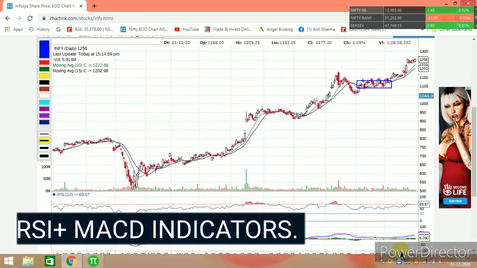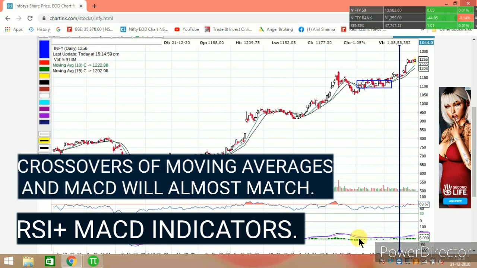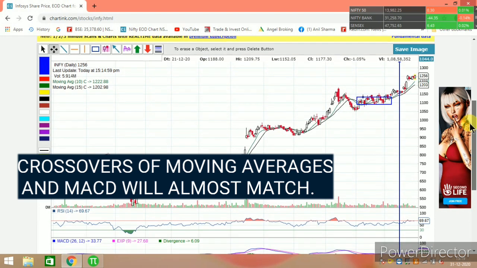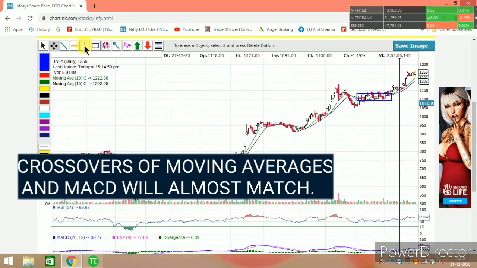Where did the moving average give the crossover? Somewhere here, and after that this blue line starts going up. So the crossover of the blue line and this one almost match. They don't match very accurately, but you can say that the market is likely to go up, as you can see here. Here the market is showing a decline and has already given a signal. So decline, then sideways, and from here it is going up.